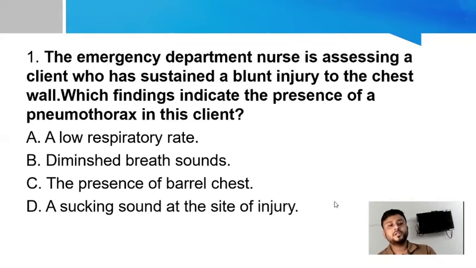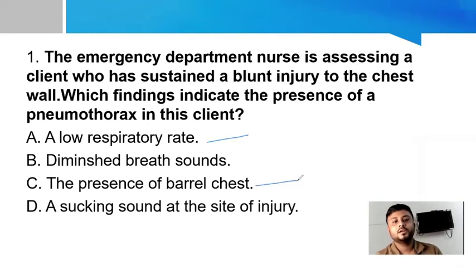See, the first option is a low respiratory rate, second is diminished breath sounds, third is the presence of barrel chest, and fourth is a sucking sound at the site of injury. Here, a low respiratory rate: normally in blunt trauma, there is difficulty in breathing. So with difficulty in breathing, there are fewer chances of a low respiratory rate. When breathing difficulty is there, the respiratory rate will be increased.